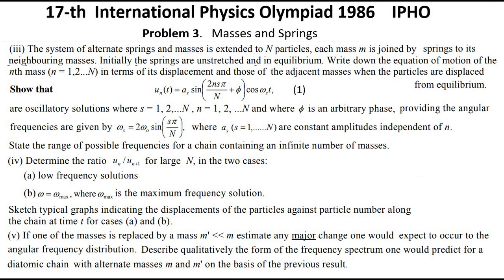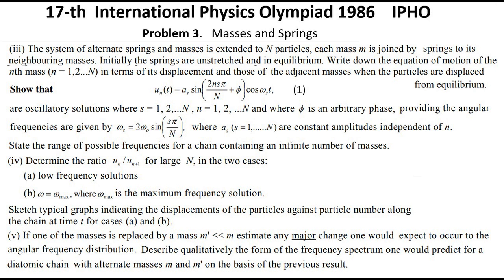Question 4. Determine the ratio un over un plus 1 for large N, in the two cases. Case A. Low-frequency solutions. Case B. Omega equals omega max, where omega max is the maximum frequency solution. Sketch typical graphs indicating the displacements of the particles against particle number along the chain at time t for cases A and B.